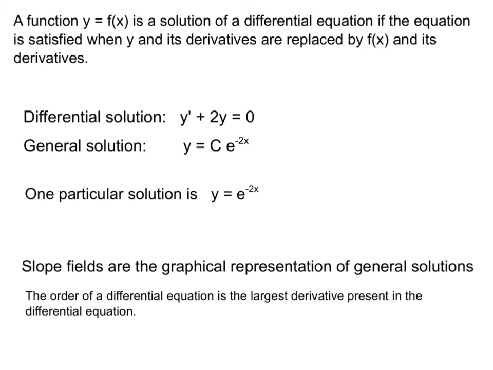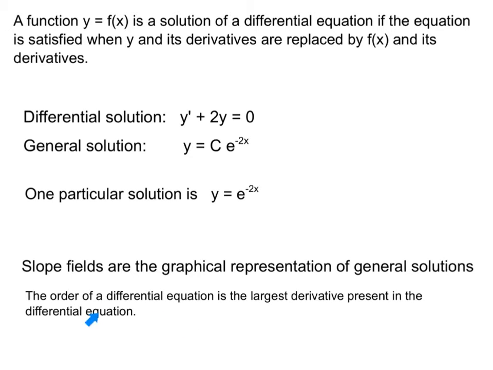And so what we did earlier, we generated slope fields as a graphical representation of general solutions. So we used the derivative to generate the slope field, and then the slope field looked like all the general solutions with different numbers for c there.